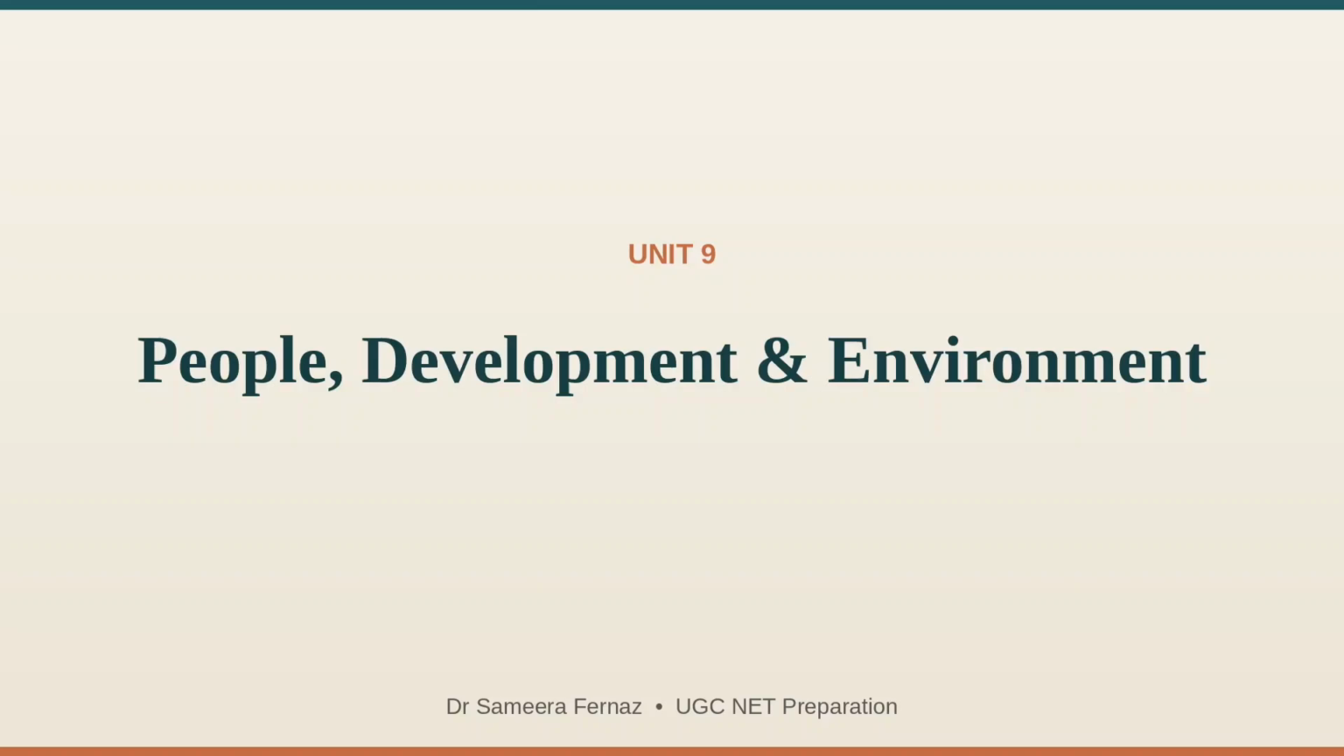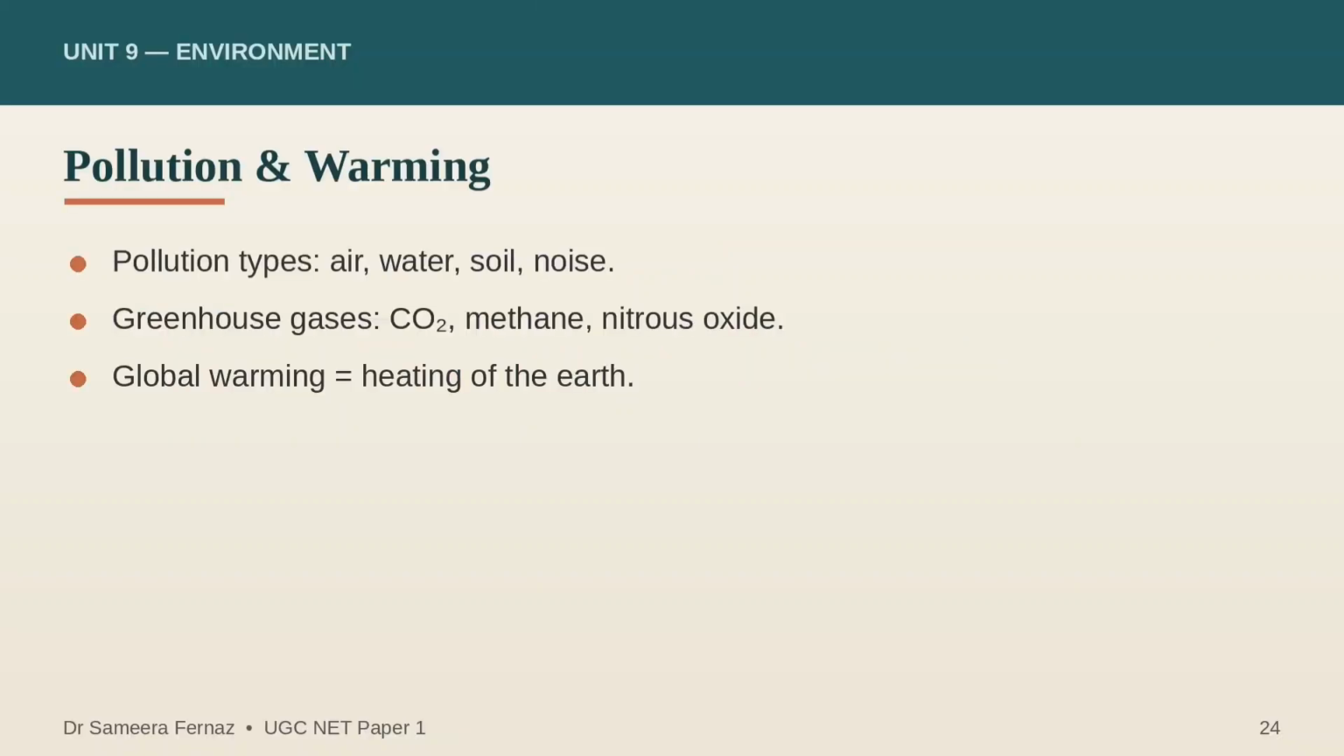Now next is People, Development and Environment. This unit is about nature, population and energy. It is easy and scoring. Remember the types of pollution: air, water, soil and noise pollution. And remember the main reasons and effects. Global warming means the heating of the earth. It happens because of the greenhouse gases. The main greenhouse gases are carbon dioxide, methane and nitrous oxide. A common question asks which gas is a greenhouse gas. The answer includes carbon dioxide.